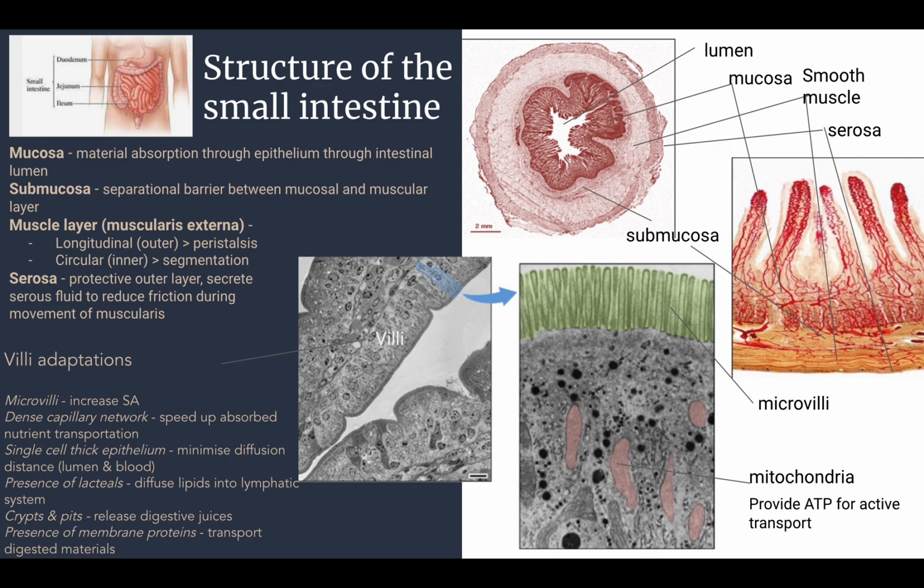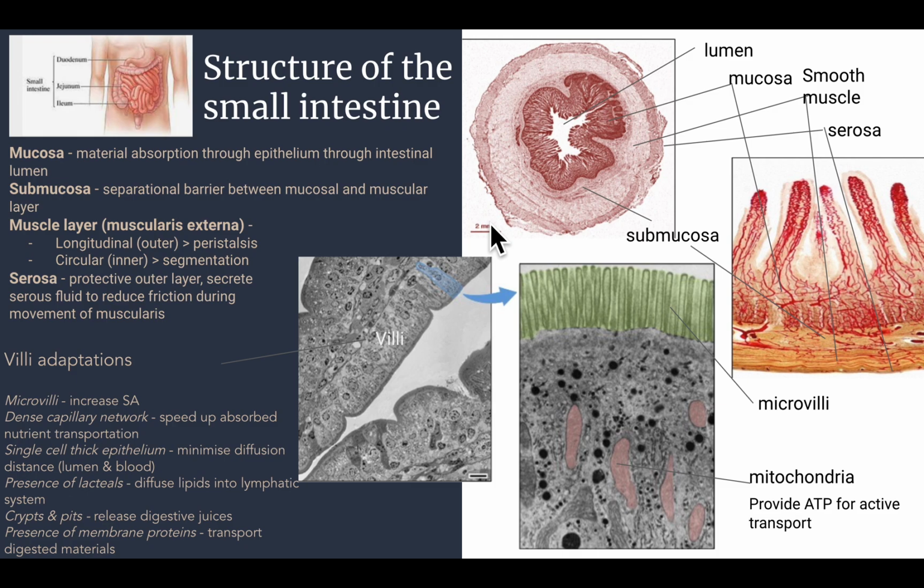It also has a dense capillary network, which increases the rate of nutrient transportation. As we can see in this cross-section diagram, there are a lot of blood vessels. It also has a really thin epithelial layer, which is one cell thick, to minimize the distance for the diffusion of the absorbed nutrients and molecules into the bloodstream to the rest of the body. There are also lacteals, which transport lipids into the lymphatic system. I don't think we can really see that in the diagrams here, but there it is.